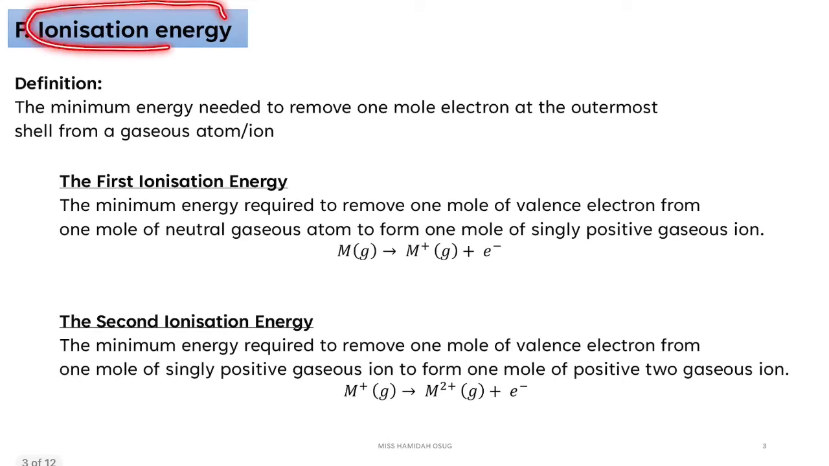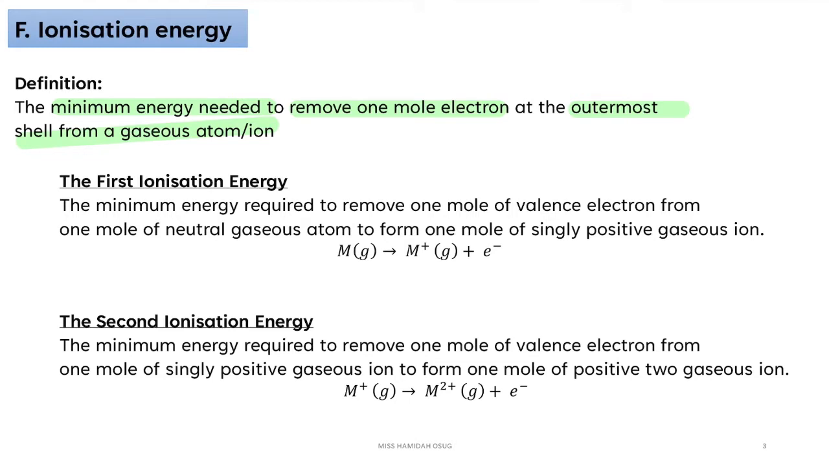In this video, we will be talking about ionization energy. So ionization energy is the minimum energy needed to remove 1 mole of electron at the outermost shell from a gaseous atom or ion. So that is the general definition of ionization energy.